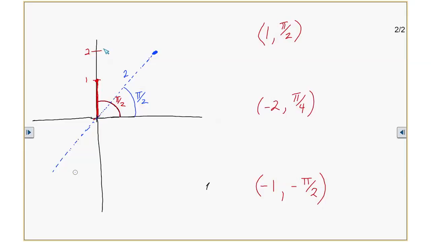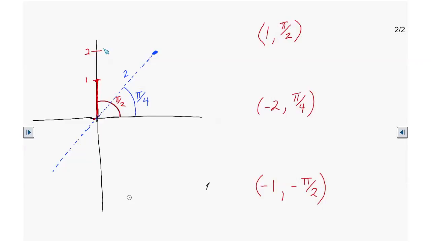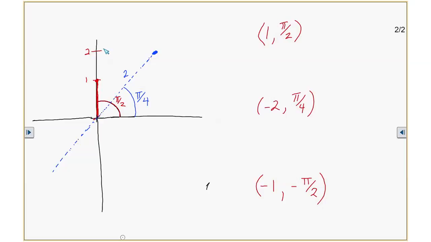Pi over 4 is 45 degrees, isn't it? Yeah, you're drawing it 45 degrees. Yeah. Pi over 2. Huh? You want pi over 2. Oh, I'm sorry. I didn't know what you were talking about. I'm sorry. Thank you.